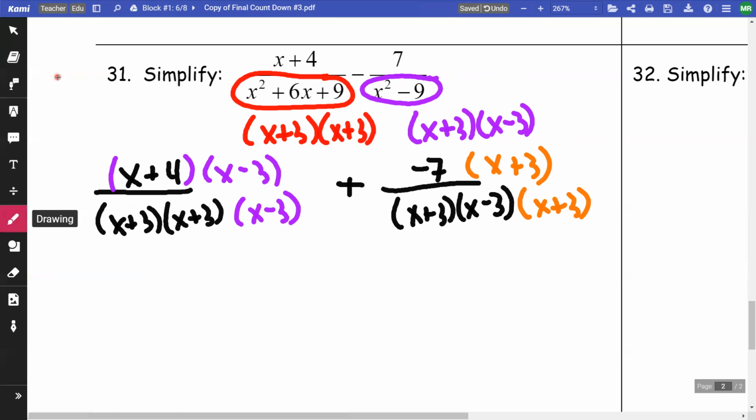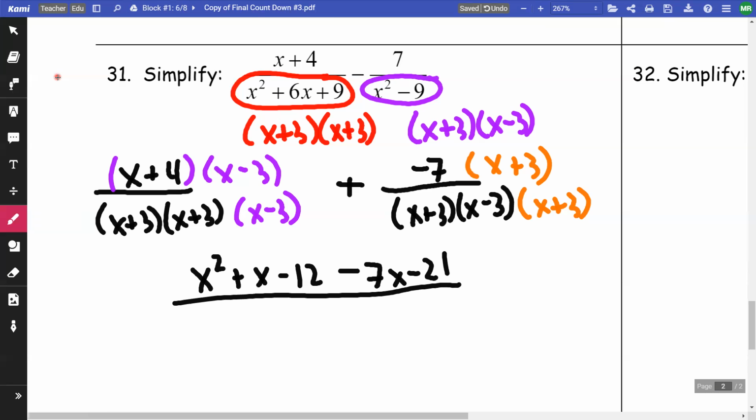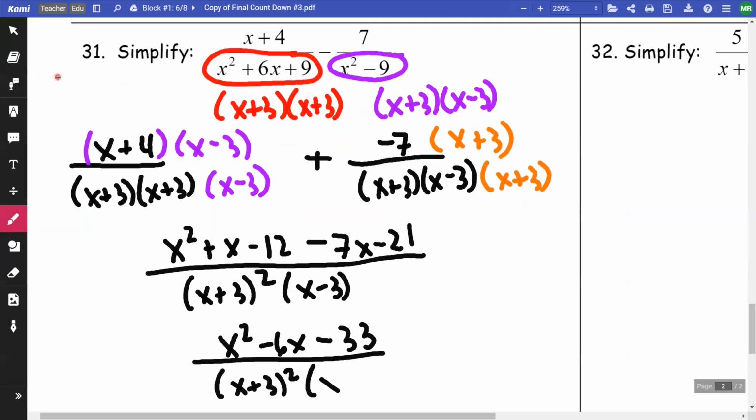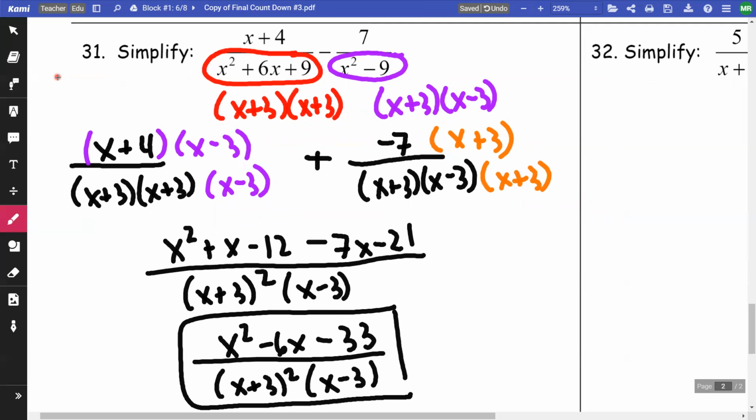And then I'm going to do my math. So x plus 4 times x minus 3 is x squared plus x minus 12. And then I get a negative 7x minus 21. And that's going to be over x plus 3 squared times x minus 3 if you want. And let's see, let's clean this up. So I'm going to get an x squared minus 6x minus 33 over x plus 3 squared times x minus 3. And you would want to check to see if you can factor the top, but a 33 is a 3 and 11, and that's not going to get me a 6. So that's your answer.